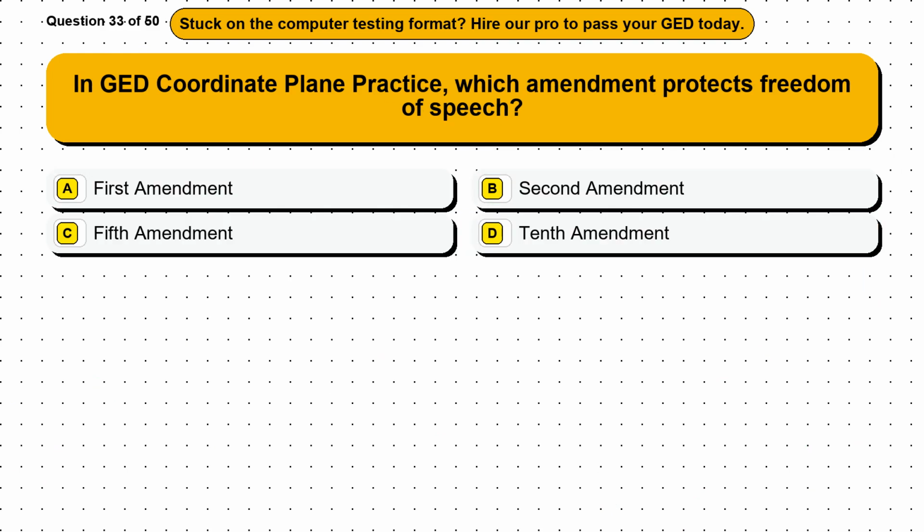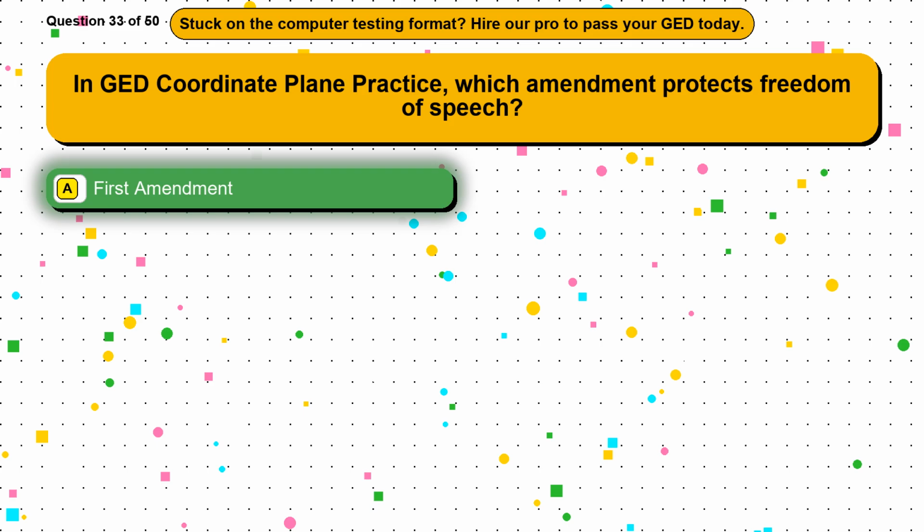Question 33. In GED Coordinate Plane Practice, which amendment protects freedom of speech? Option A. First Amendment. Option B. Second Amendment. Option C, Fifth Amendment. Option D, 10th Amendment. The correct answer is option A.